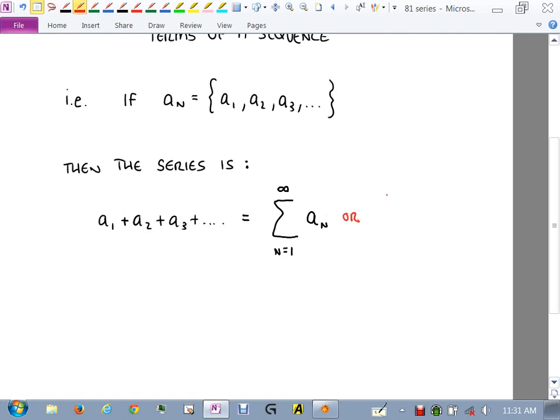Or you could write the sum from k equals 1 to infinity of a sub k. Or you could write the sum from j equals 1 to infinity of a sub j. Or any index variable you want to use. These are called dummy indexes, dummy variables. All it does is tell you what's being replaced.